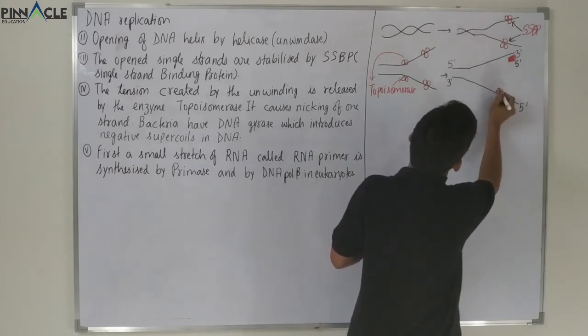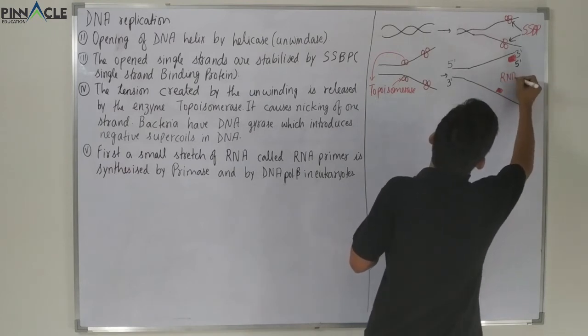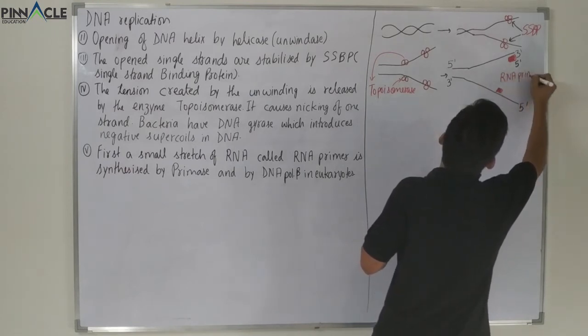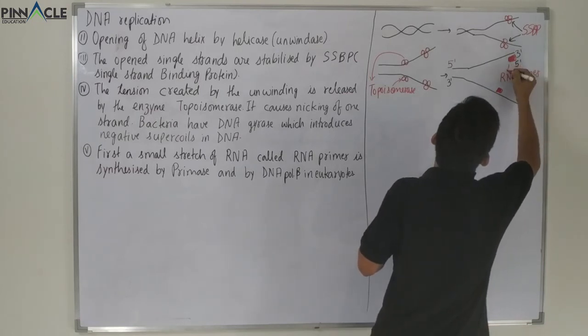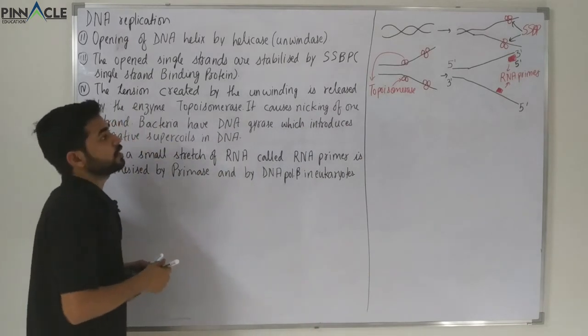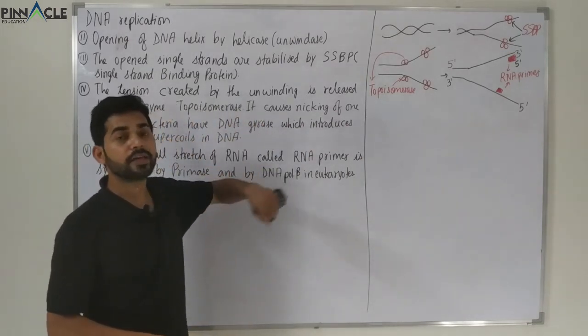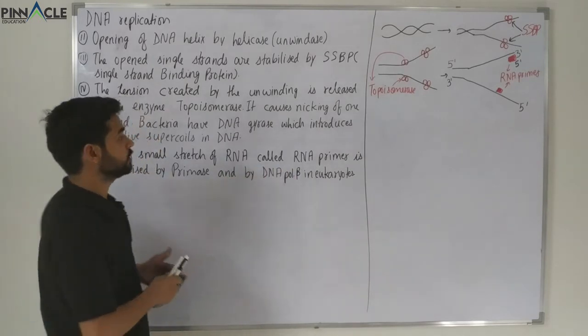So first of all, this RNA primer will be formed. So this is the RNA primer part, and after that the replication will start. That is the main part of replication, that is, chain initiation, will start.